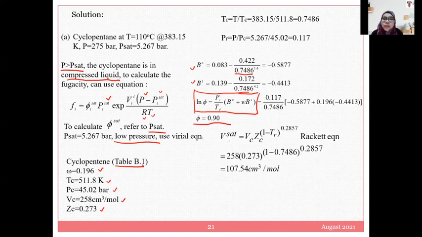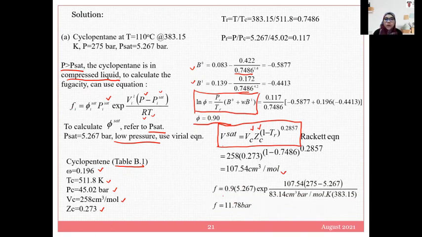You can obtain this from the Rackett equation. The Rackett equation is used to determine the molar volume in liquid. You need to define the molar volume at critical conditions and also the compressibility factor. After that, we have all the information. Finally, we can insert into this equation to obtain the fugacity. So the answer is 11.78 bar. So this is the answer.